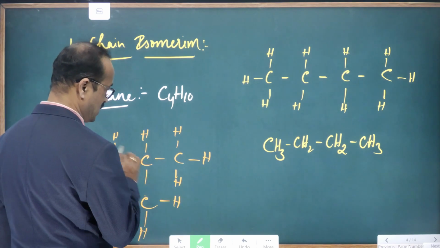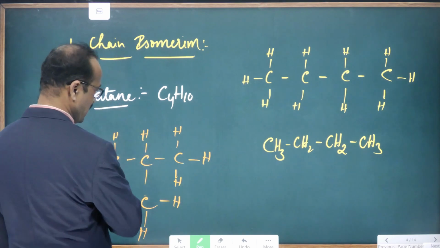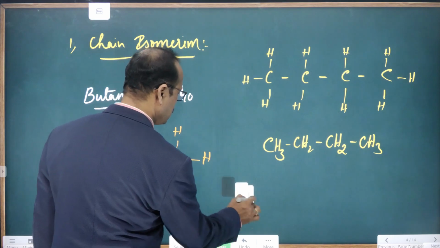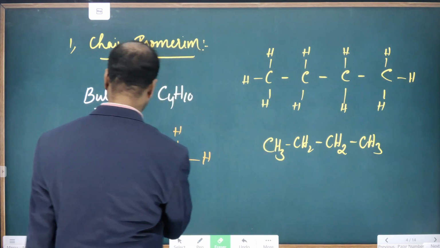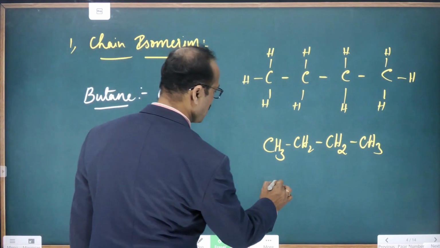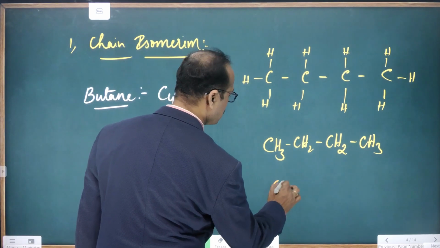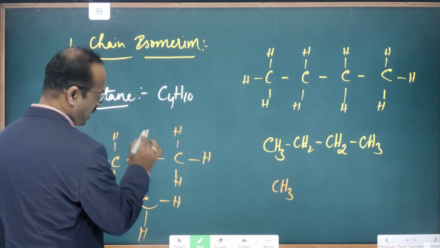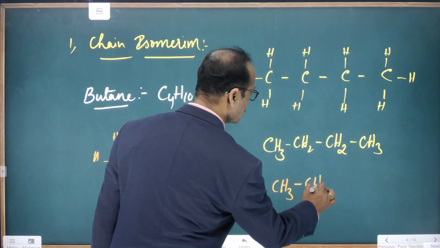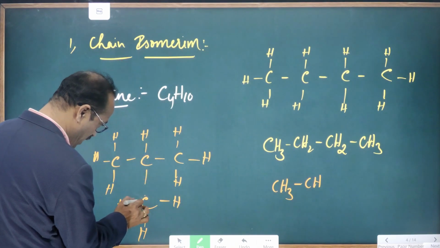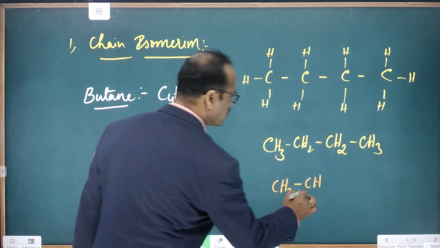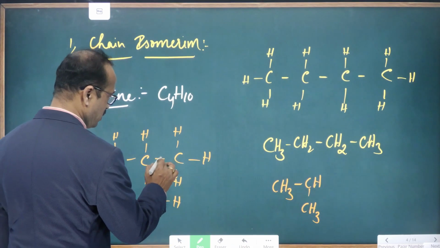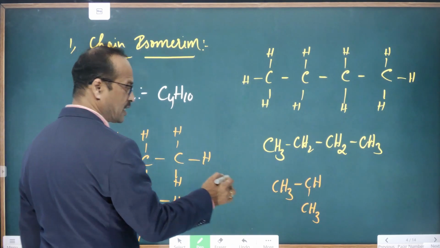Now how can I write this? See, this carbon is attached with 3 hydrogens, so I write CH3. Here I write exactly below this one. This carbon is also attached with 3 hydrogens, so I write CH3. Single bond. And this carbon is attached to only 1 carbon, so I write CH. But this carbon is attached to another carbon which has 3 hydrogens, so I'll write CH3. This second carbon is attached to this carbon which is attached with again 3.